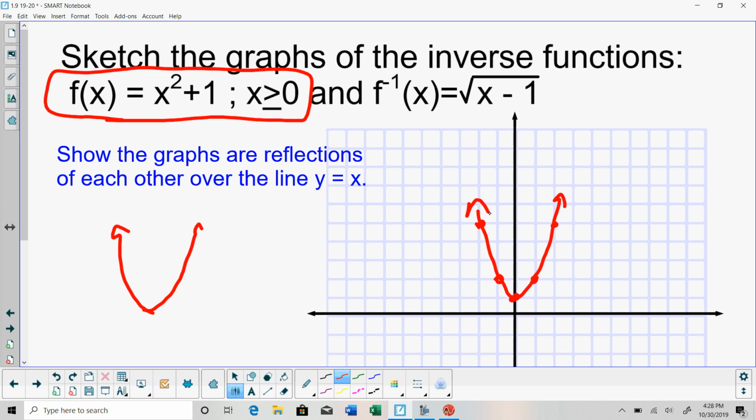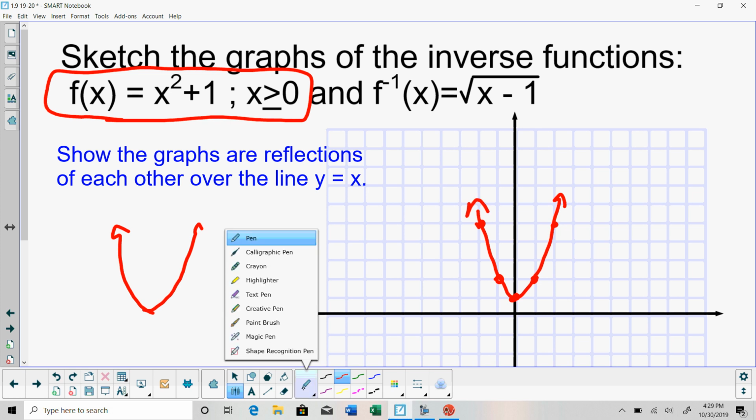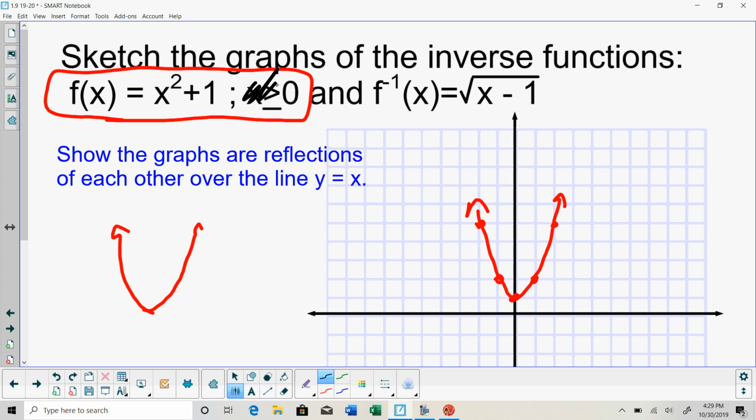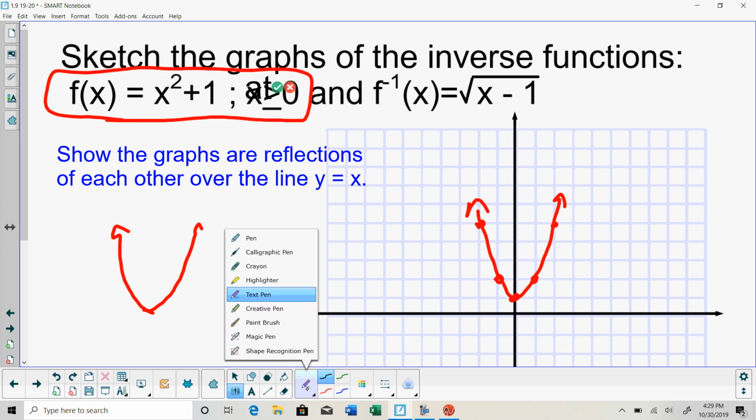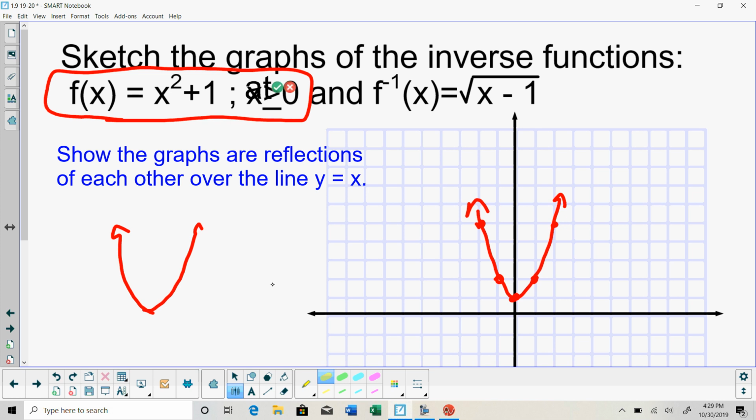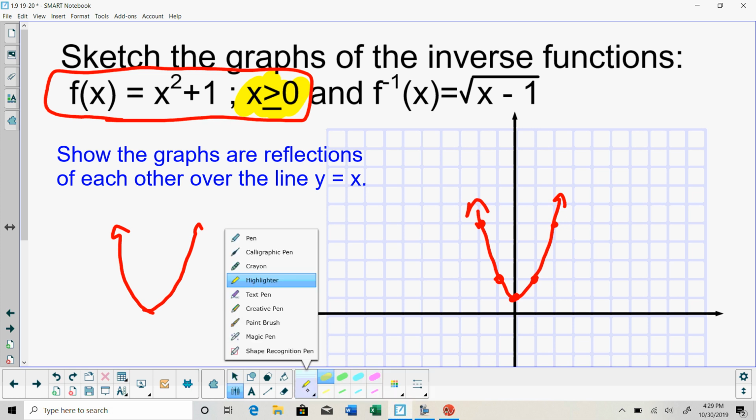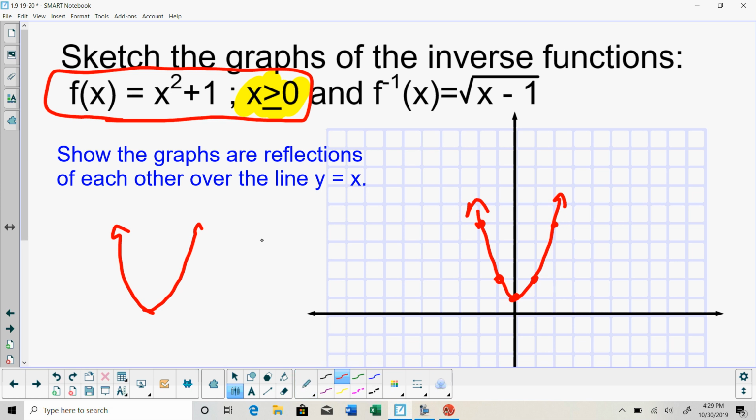However, we don't want the whole graph. We only want to see a graph for x greater than or equal to 0. So let's get rid of this part. We only want to graph it from 0 and over. All right, so if I just graph that much, that's my f of x function.